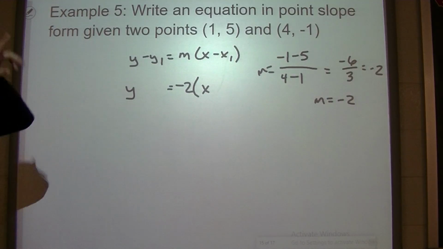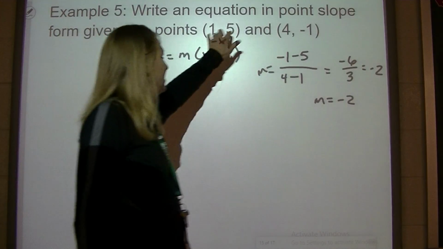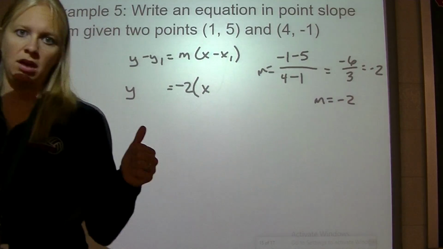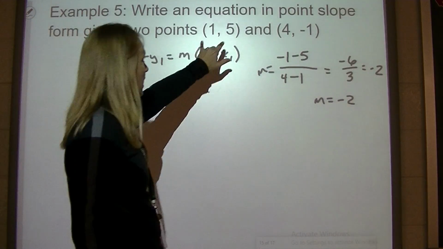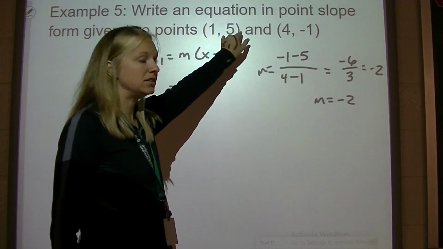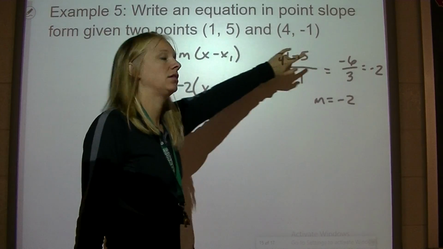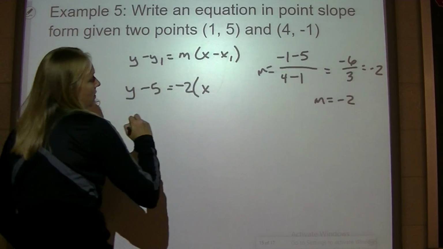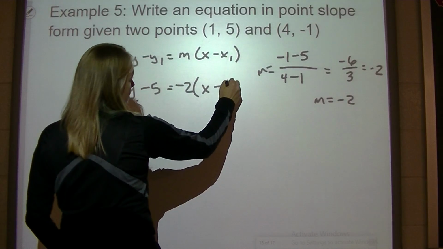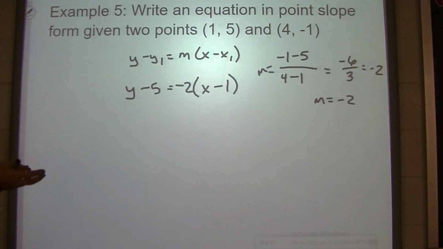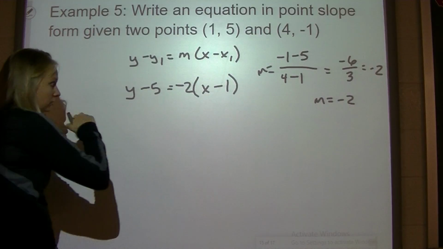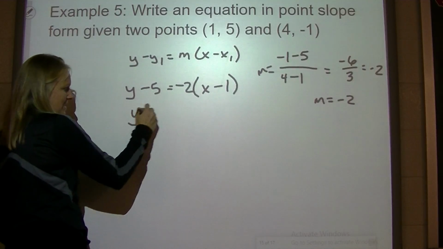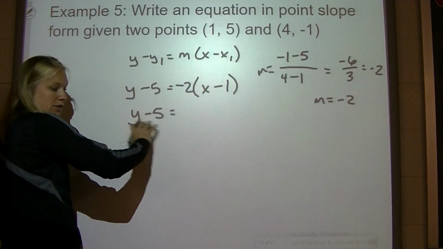And I only need to plug one of these points in. I can pick either or, it doesn't matter. However, I think positive 1 and positive 5 are going to be easier, so I don't have to mess with the double negative. So let's plug positive 1 and positive 5 in. So it's going to be y minus 5 equals negative 2 parentheses x minus 1. Point slope form means we keep the minus 5 here.